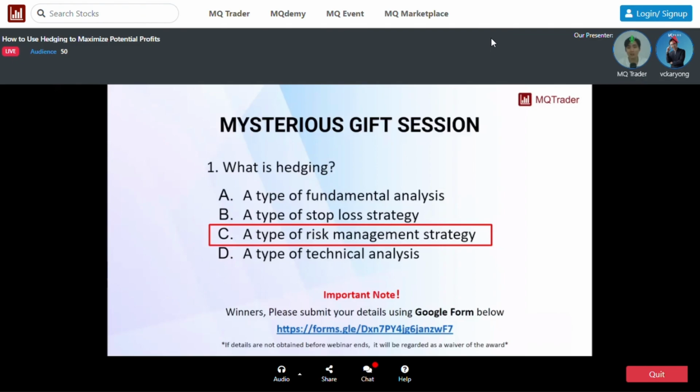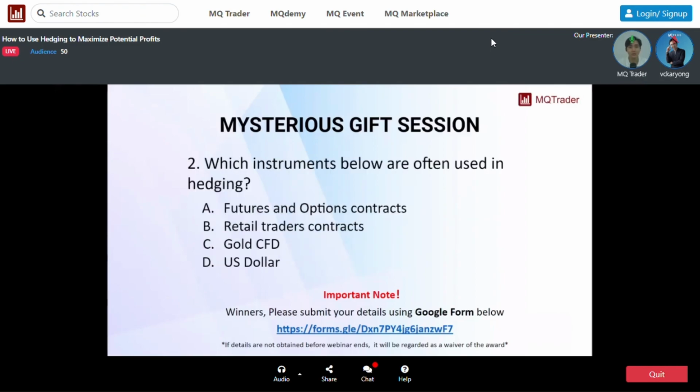Now move on to the second question: which instruments below are often used in hedging? Is it going to be A, futures and option contracts? Or is it B, retail trader contracts, gold CFD, or even US dollar? All right, so the answer for the second question is A, futures and options contracts.